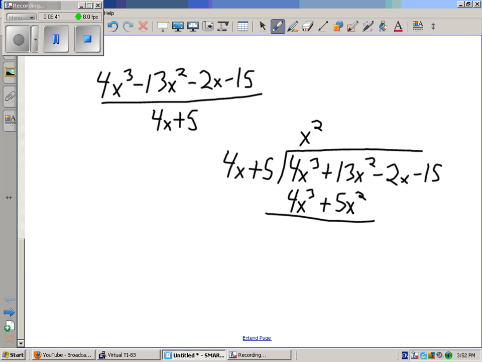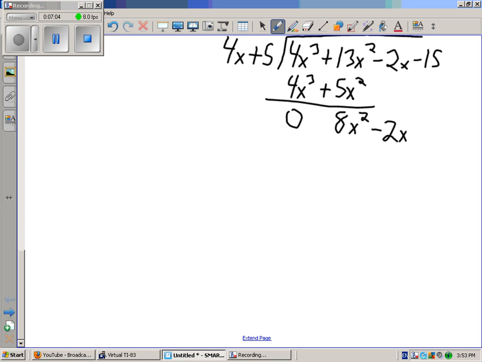Now, this is where sometimes people run awry. What we are doing here is we are subtracting. 4x cubed minus 4x cubed is 0. 13x squared minus 5x squared is 8x squared. We carry down the negative 2x. And buy myself a little bit of room here.